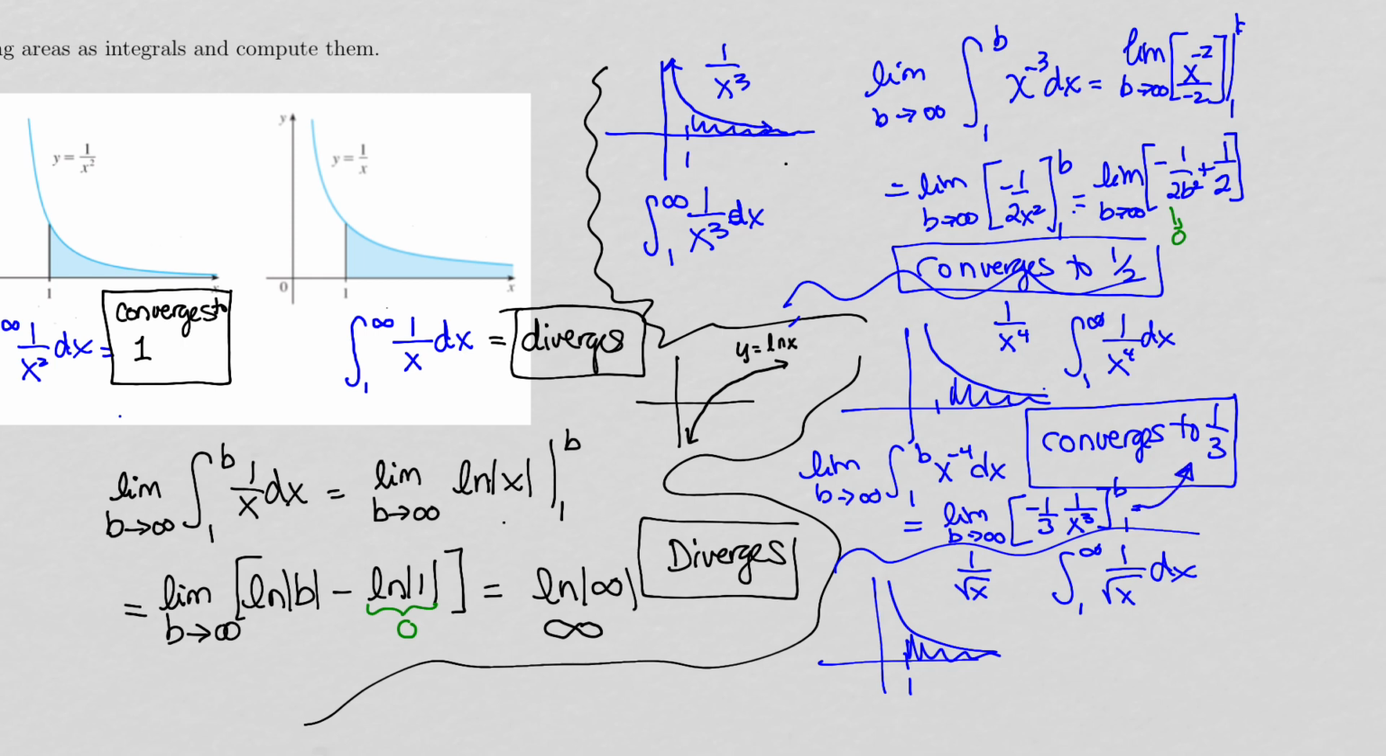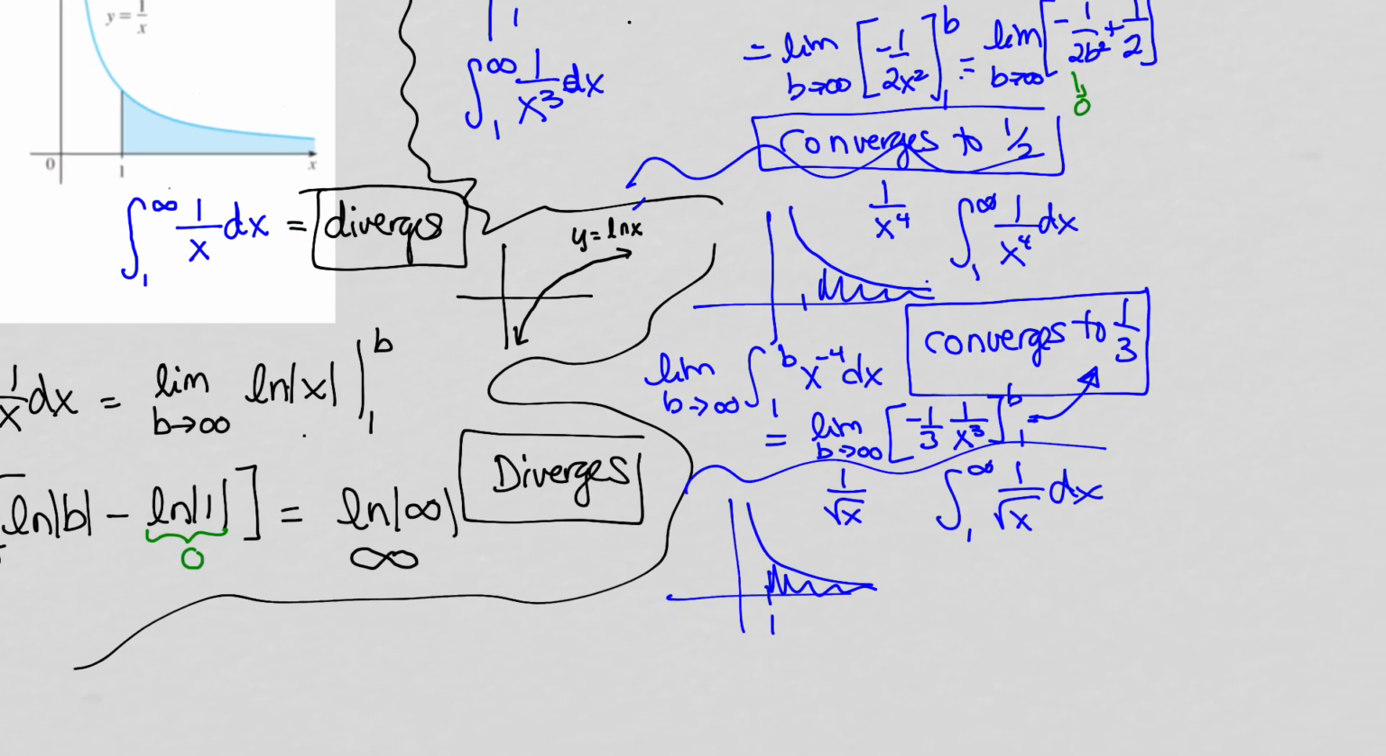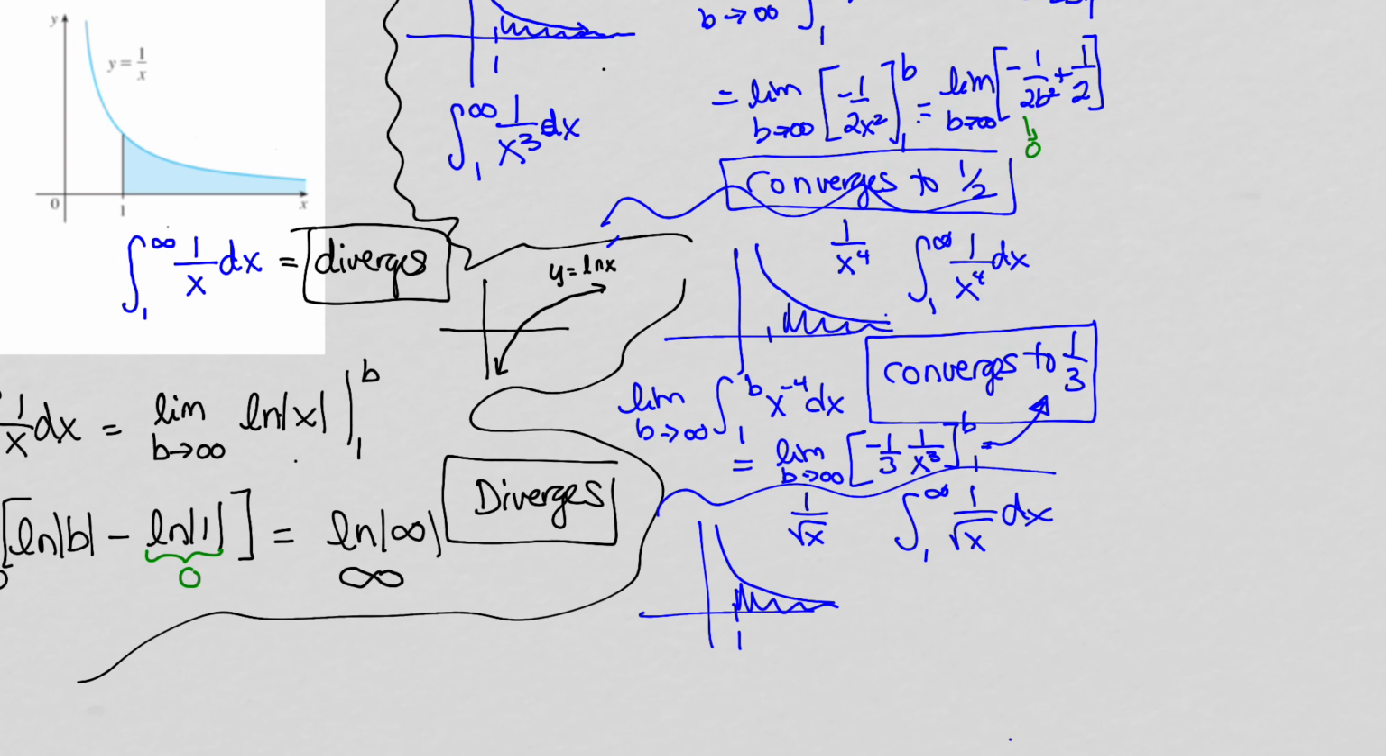That's kind of neat. So the integral of 1 over x squared converged to 1, 1 over x cubed converged to 1/2, 1 over x to the 4th converged to 1/3. Oh, that is too cool. There's like a pattern going on there. What did you guys get when you had a square root of x underneath?